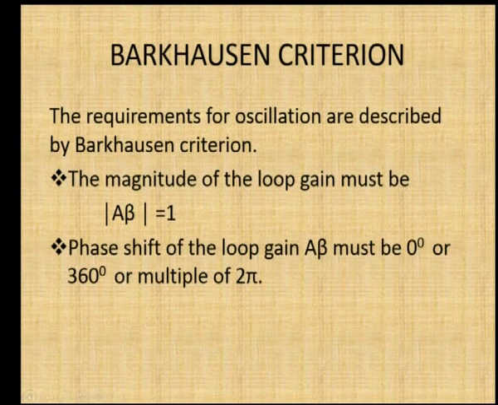One is the magnitude of A beta must be equal to 1, and next is the phase shift of the loop gain A beta must be equal to 0 or 360 degrees or an integral multiple of 2 pi. These are the two conditions, and they are called the Barkhausen criteria. These criteria must be satisfied by any oscillator.